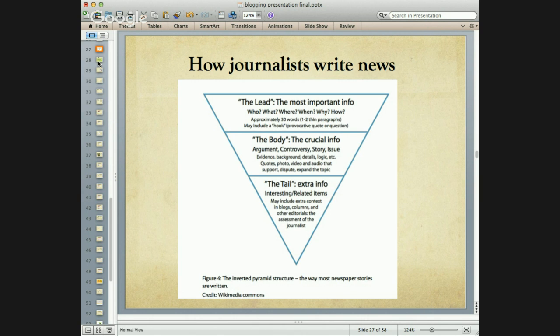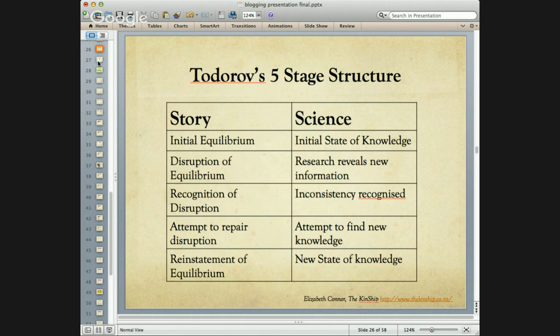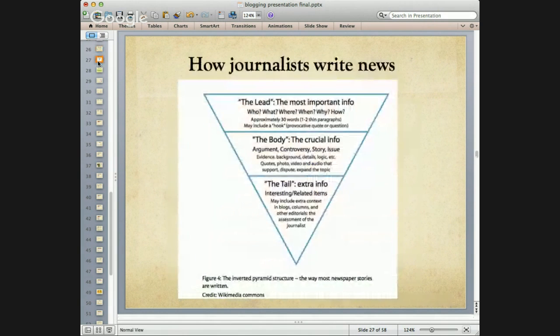This is kind of similar to, and now I want to move into some more journalistic structures, how journalists may write news. Just going back here, the last part of the story is the new state of knowledge. And this is, I guess, the new research finding, for example. This is where the journalist would start, or where a typical news story would start. So the first paragraph is what journalists would call the lead. This paragraph is about 30 words long, so it's only one or two very thin paragraphs, and it gives you all the information you need. The essential elements of the story are in that first paragraph.